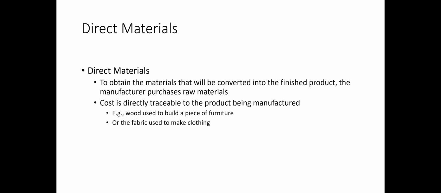So direct materials refers to the materials that will be used to convert raw materials to finished product, and the cost is directly traceable to the product being manufactured. Let's give an example. Let's say we make a table and we use wood. The wood that's used for that table is considered direct materials. Or we are making a piece of clothing. The fabric that's used to make that clothing is called direct material.